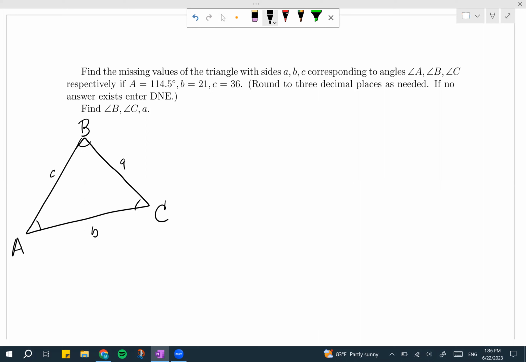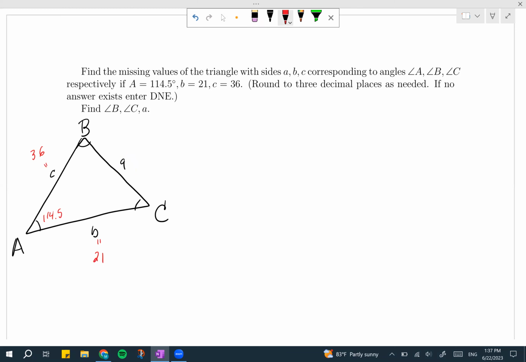All right. So they gave me that big A is 114.5. They told me that little b is 21 and little c is 36. So here we kind of have an issue because I don't know another angle, so I can't figure out the angles of the triangle. I don't know angle or side A, so I can't use the law of sines because I don't have both of them.